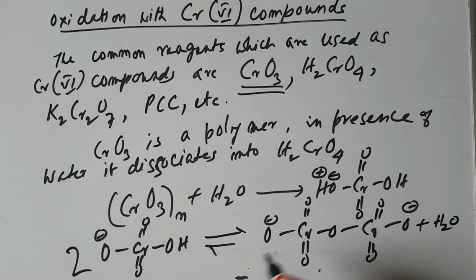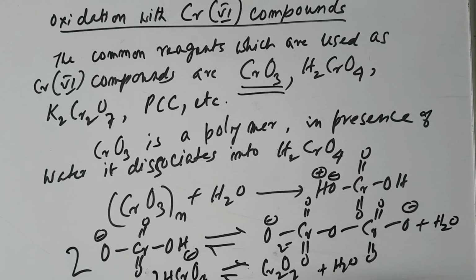You can write it like this: 2HCrO4 with one negative charge, in equilibrium with Cr2O7 with two negative charges, two chromium atoms and 7 oxygens: 1, 2, 3, 4, 5, 6, 7, plus water. So in this way you have the chromate in equilibrium with dichromate and water. The actual reaction takes place through this chromate, and usually the oxidation reaction takes place by this chromate.